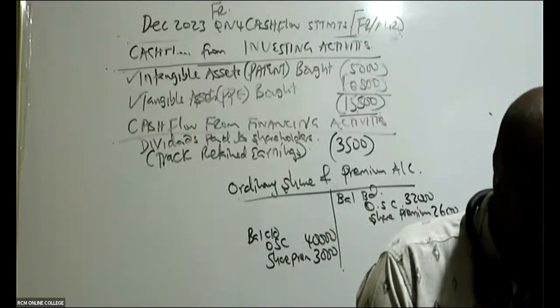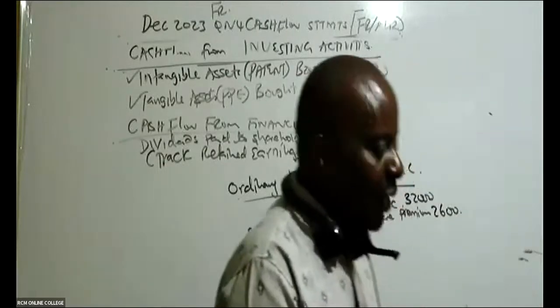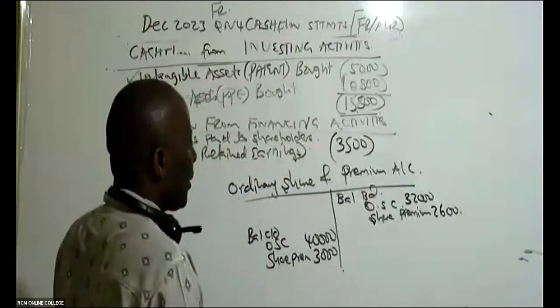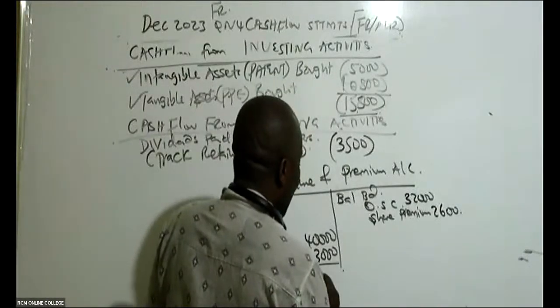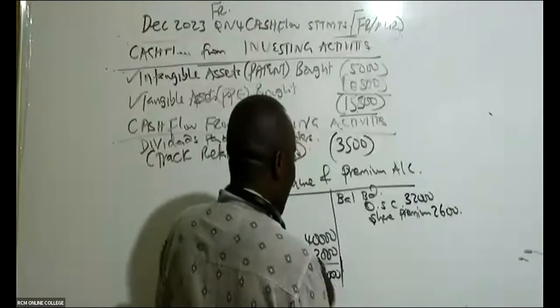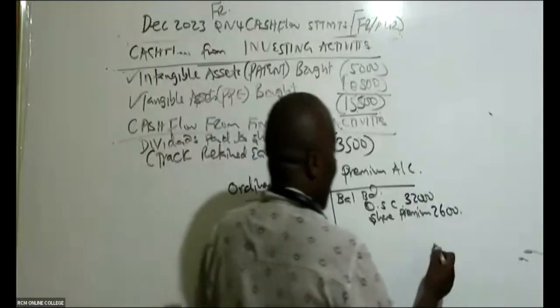So then, ladies and gentlemen, what you need to do here is just come and balance your account. So here I can see this 43. There are no new shares, so balance your account.